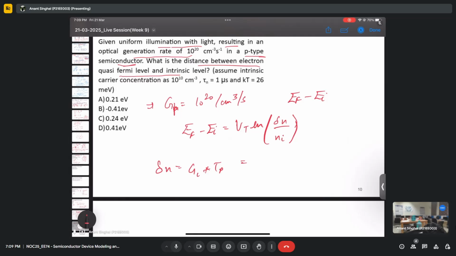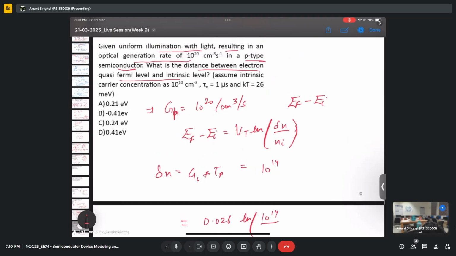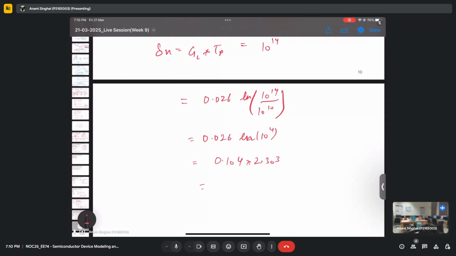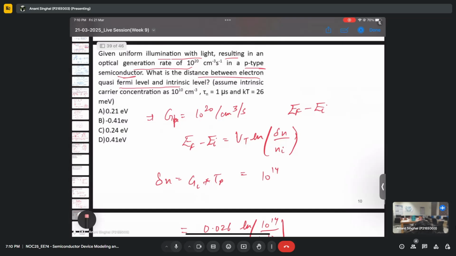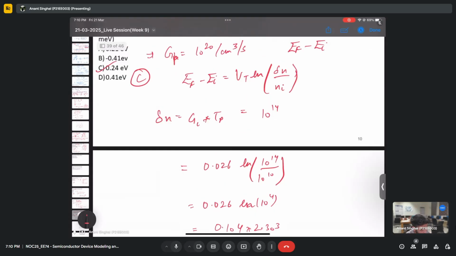Everything is given or not? The time constant is 1 microsecond. So this will be 10 to the power 14. So EF minus EI will be 0.026 ln of 10 to the power 14 over ni, which is also given, 10 to the power 4. So it is 0.026 ln 10 to the power 4, which is 4 times 2.303, something in the order of 2, I guess. Oh, more than 2.3 also. Is there any option? It should be 0.24 if I'm not wrong. You can do the calculation; it will come out to be something around 0.24 electron volts. Make sense?